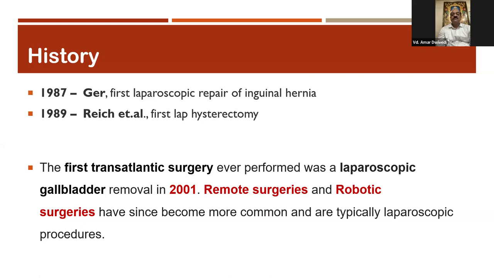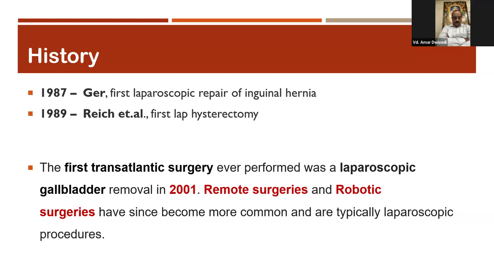But now surgeons generally perform the transabdominal approach, TAPP, and it is comparatively better, and the assessment is also very good. So nowadays, inguinal hernia surgery is very common with the help of laparoscopy. The first lap hysterectomy was performed by Reich in 1989.